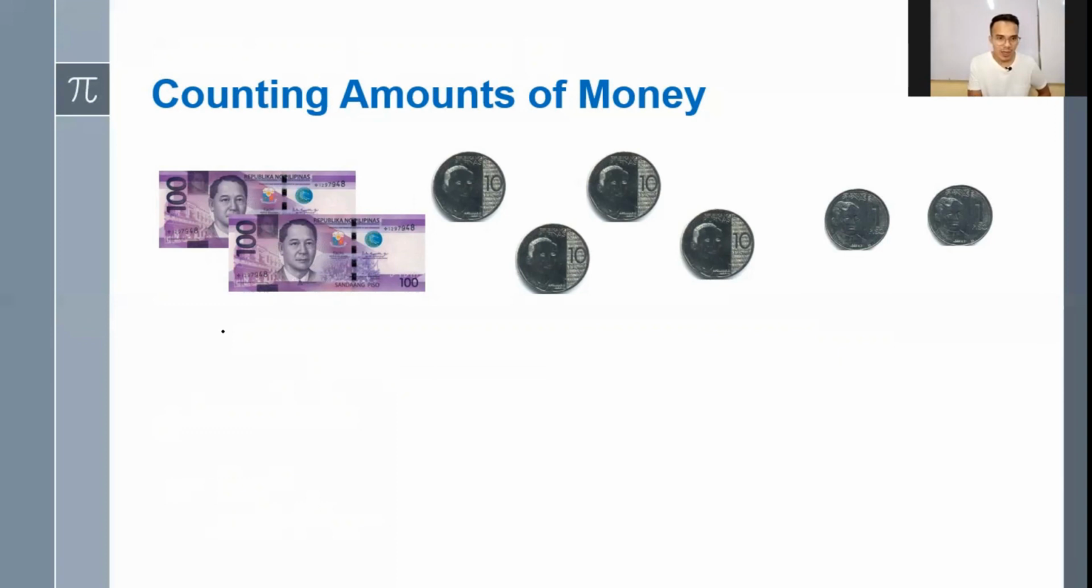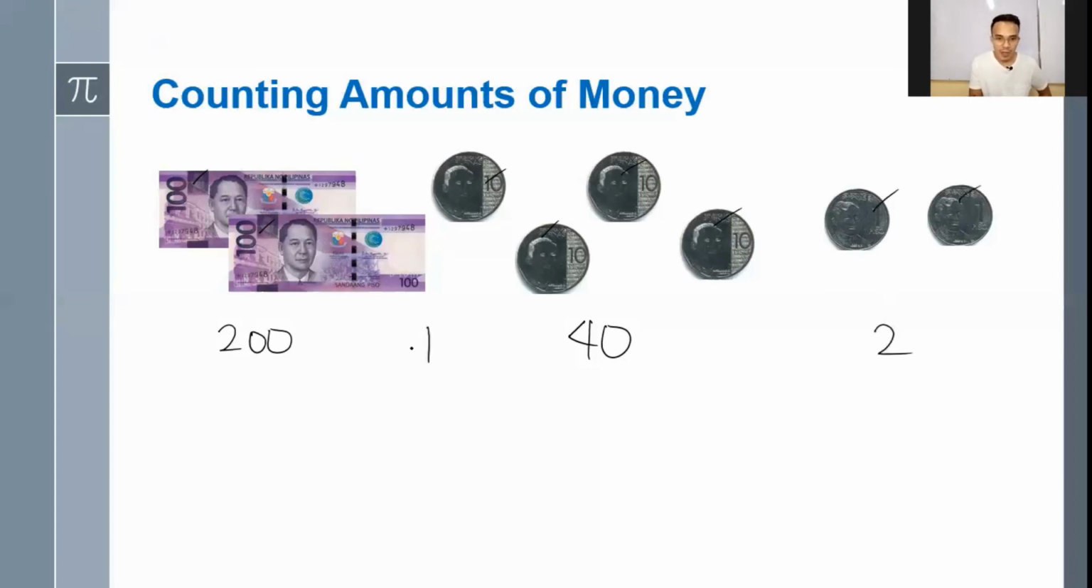Let's start with 100. So this is 100, 200, right? So I'm going to write here 200. And how many tens? 10, 20, 30, 40. So we have here 40. How many 1 peso coins? 1, 2. We have here 2.